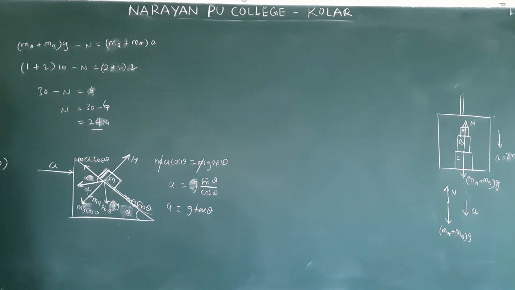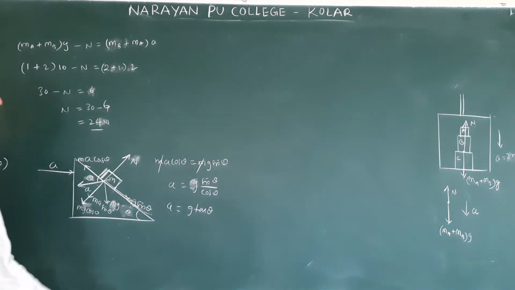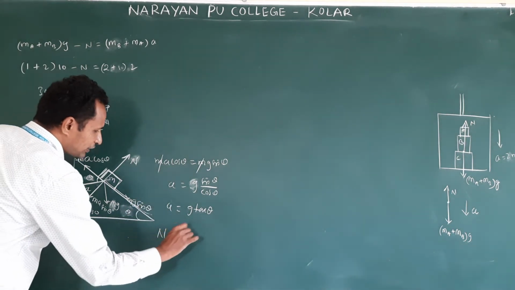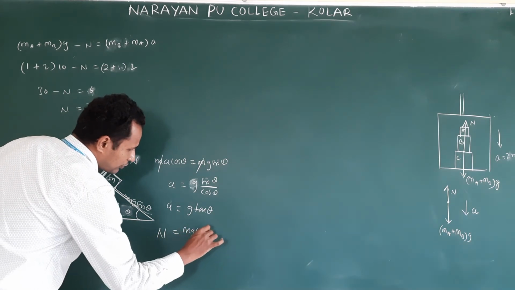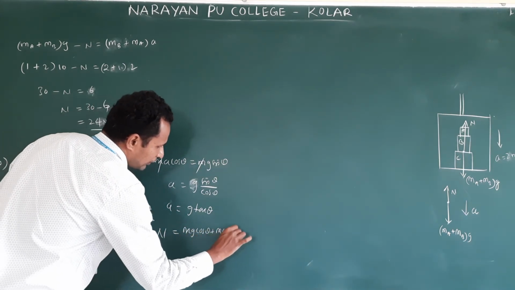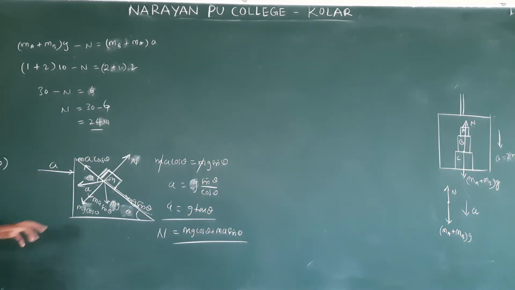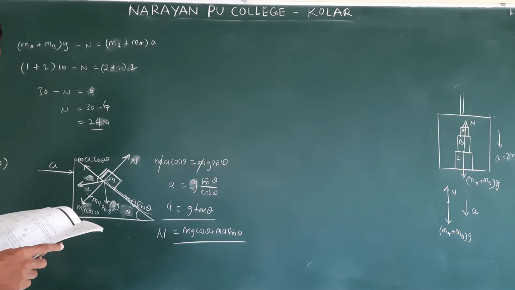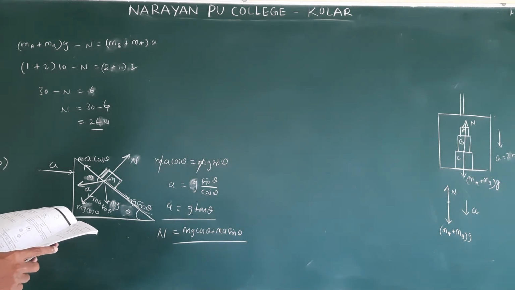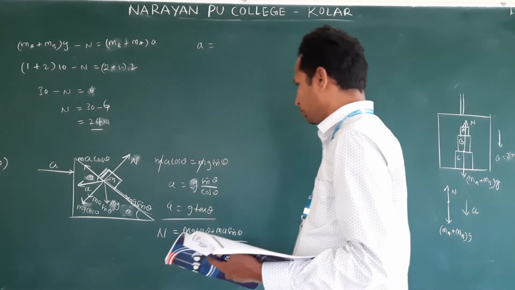This A value. Then this is not M, this is N. Then N balances with both: that is mg cos theta plus ma sin theta. So these two are important on an inclined plane when the inclined plane is accelerated. Now substitute the given values. They are asking for the acceleration. What would be the acceleration so that both blocks move together?